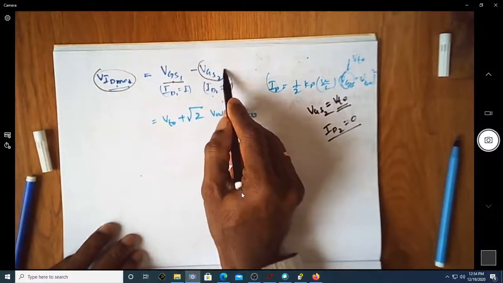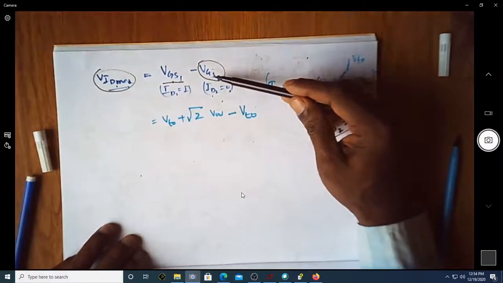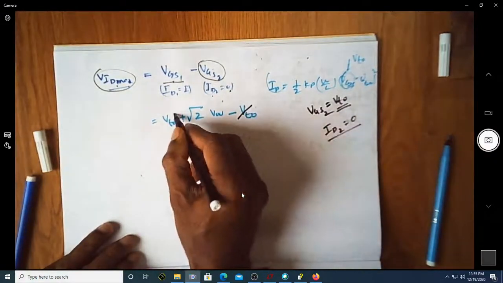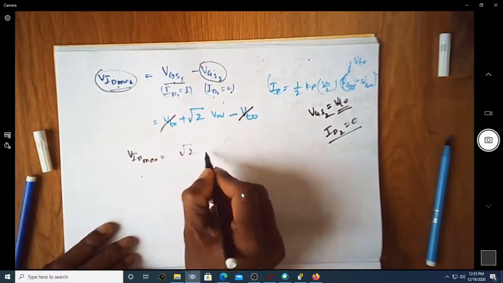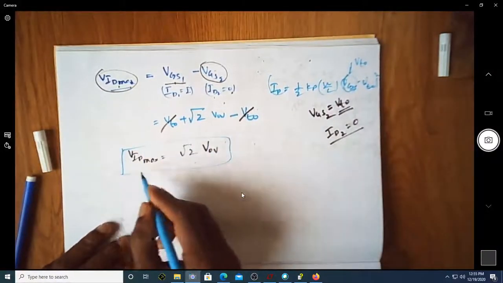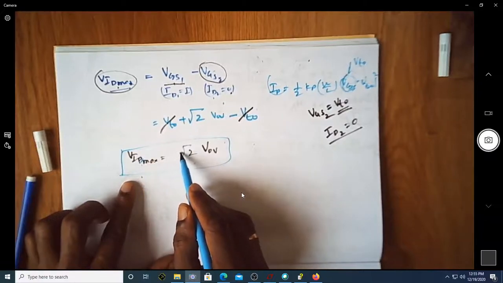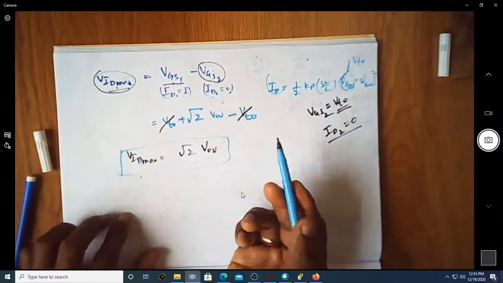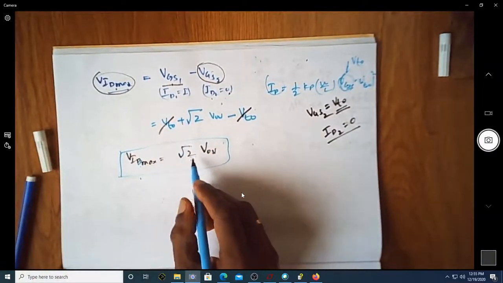So the corresponding voltage across VGS2, that is across the gate and source of the second transistor, has to be VTO. If you solve this, then VID max becomes root 2 times VOV. What is the meaning of this? If the differential input voltage in the positive direction goes above root 2 times VOV, then the entire current will shift to the M1 side, and the M2 side will become 0. So that is the maximum VID that you can apply.